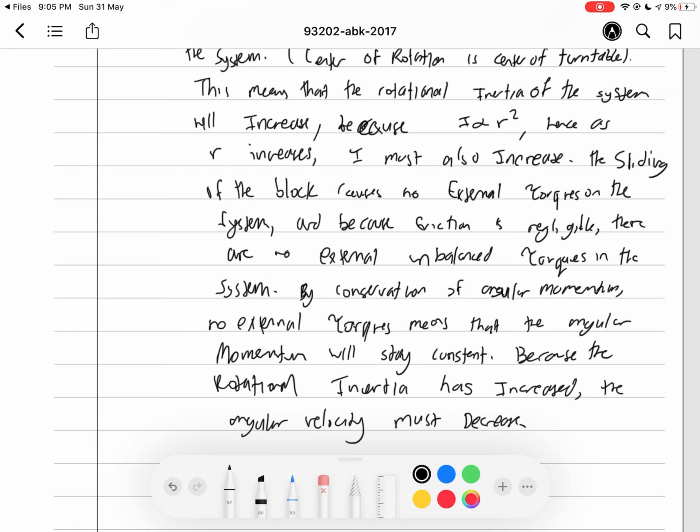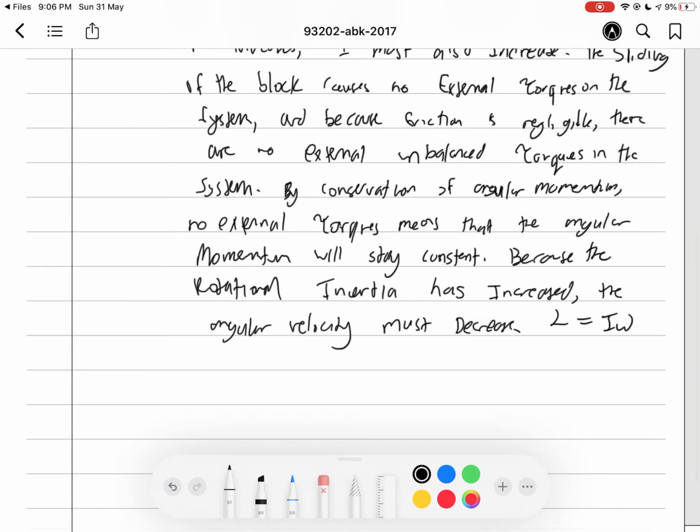And you can link that to a formula. You can say that angular momentum equals inertia times angular velocity. So therefore, because the momentum is constant, inertia is inversely proportional to angular velocity. Hence, as rotational inertia has increased, angular velocity must decrease.